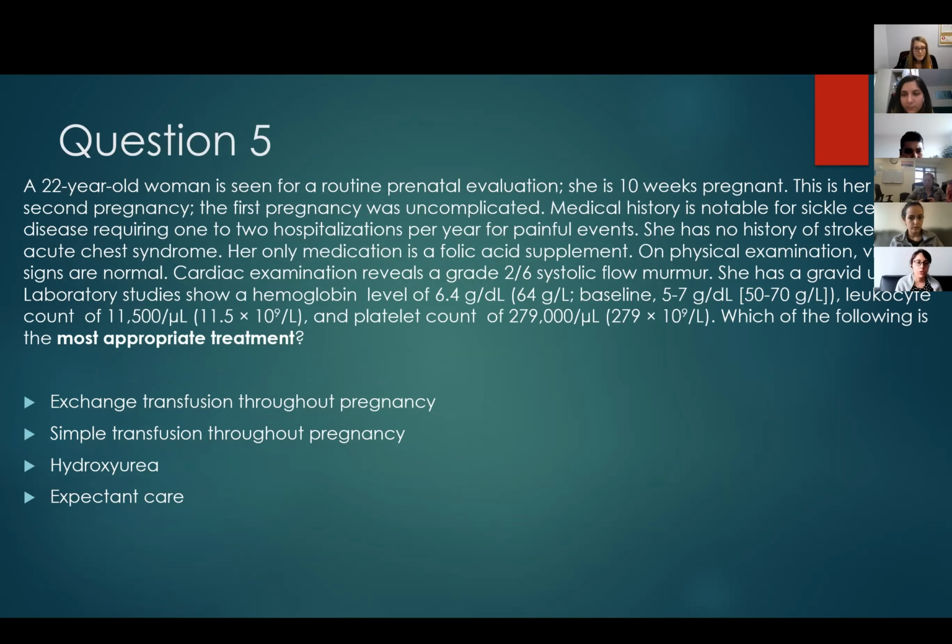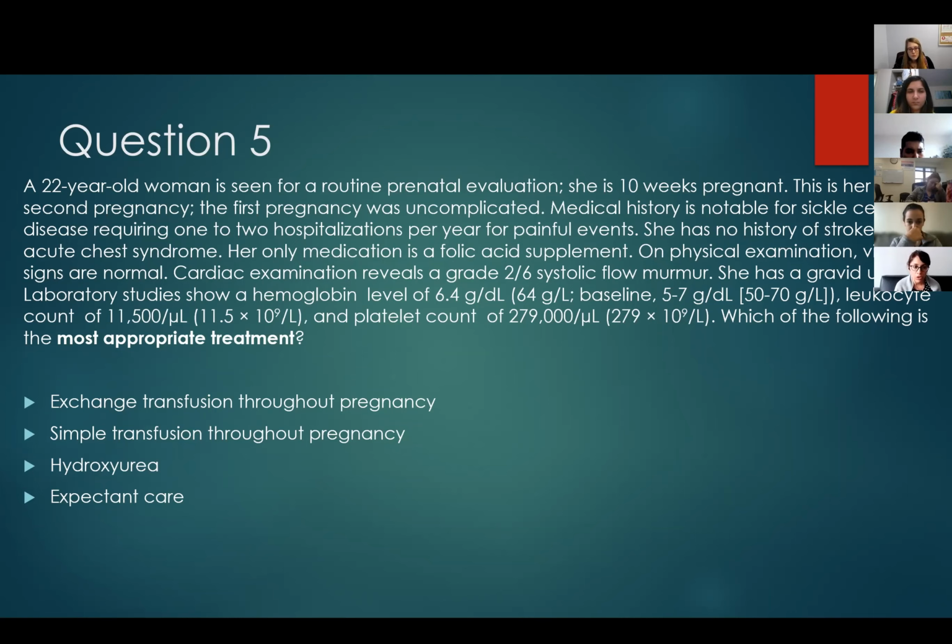Sure. A 22-year-old woman is seen for a routine prenatal evaluation. She's 10 weeks pregnant. This is her second pregnancy. The first pregnancy was uncomplicated. Medical history is notable for sickle cell disease, requiring 1 to 2 hospitalizations per year for painful events. She has no history of a stroke or acute chest syndrome. Her only medication is a folic acid supplement.